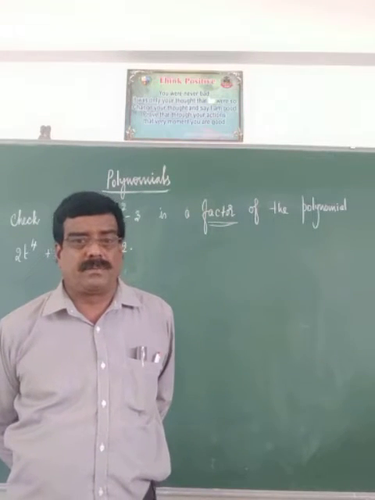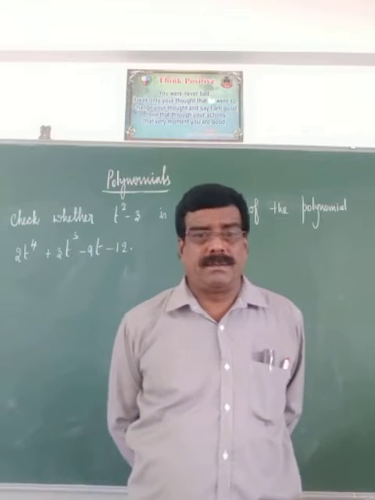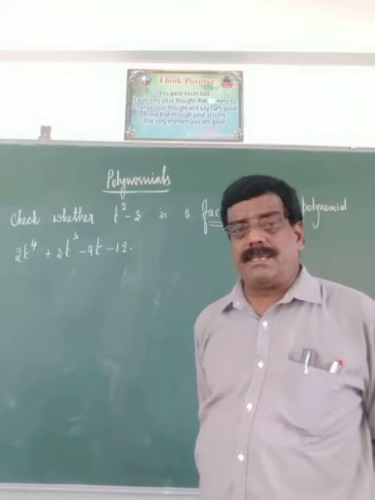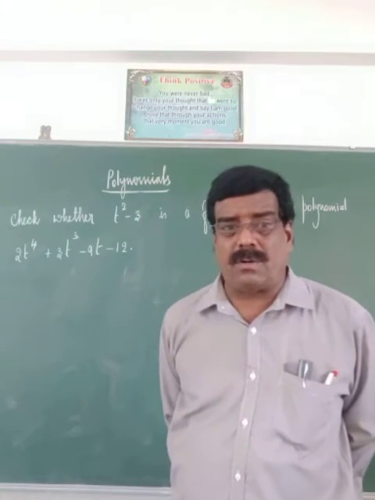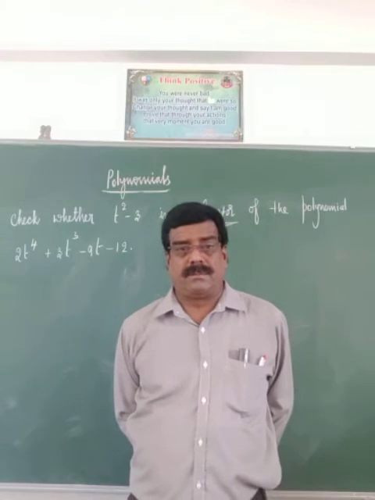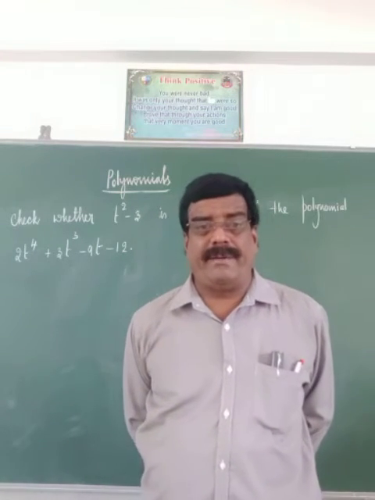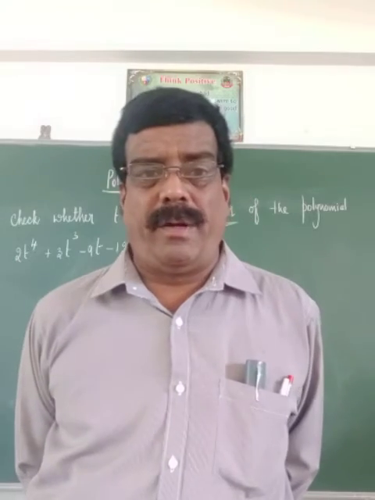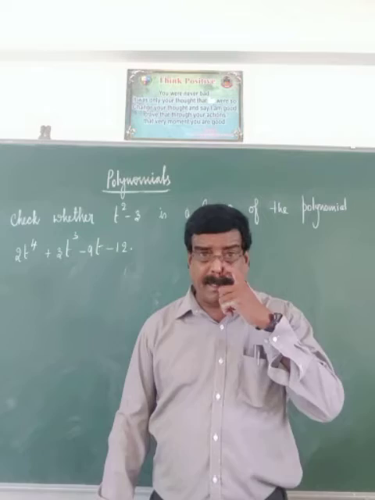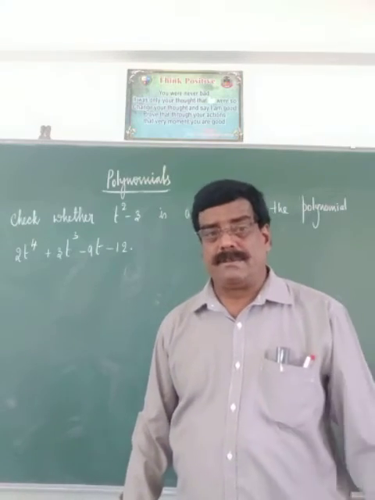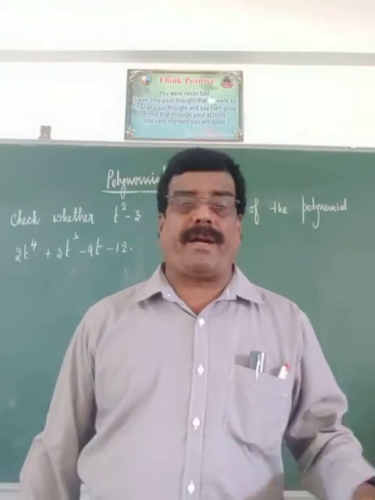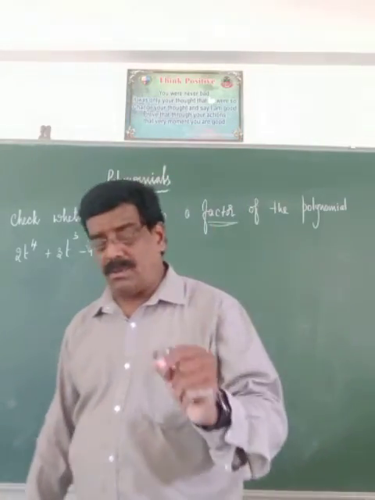Similarly, 4 and 17, let me say. 4 4s are 16, 1 is the remainder. Remainder is not equal to 0. 4 is not a factor of 17. Or let me say now 5 and 63. If we divide 63 by 5, 5 12s are 60, 3 is the remainder. Again 3 is the remainder. Remainder should be equal to 0. Since the remainder is 3, which is not equal to 0, 5 is not a factor of 63. So like that, you must know, children.